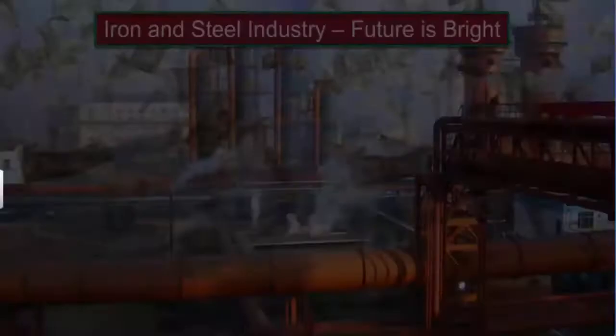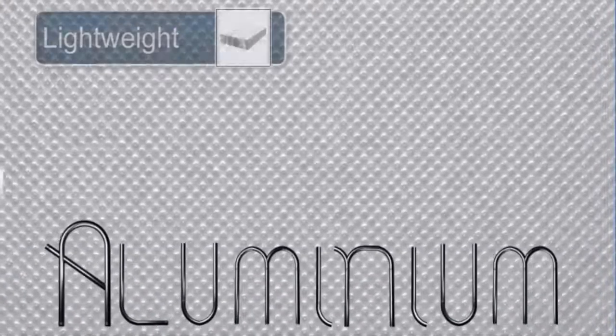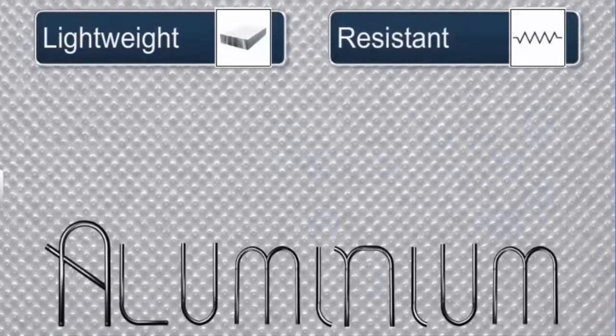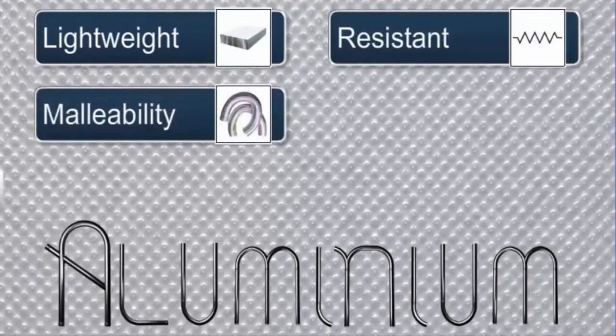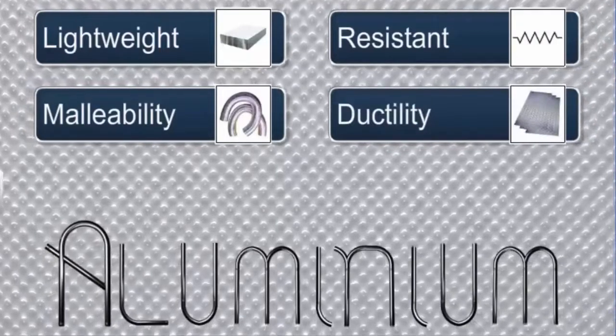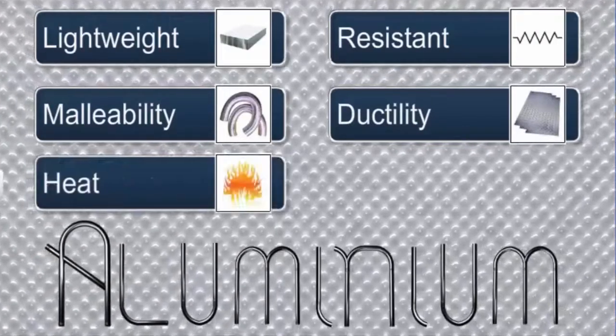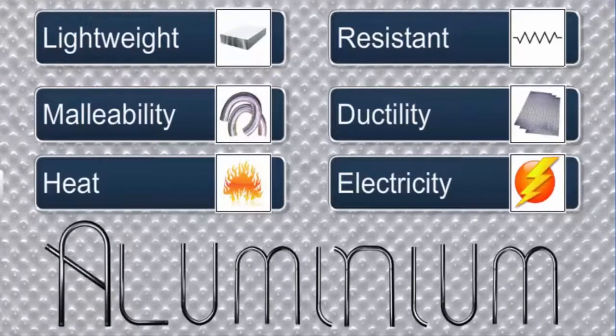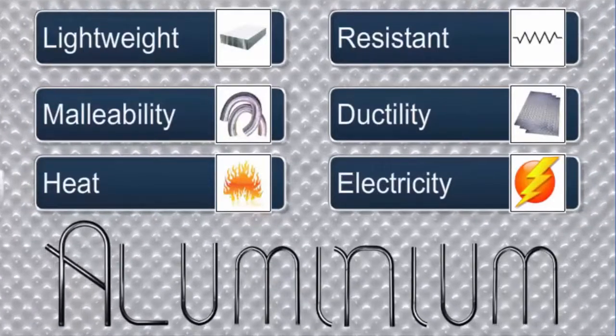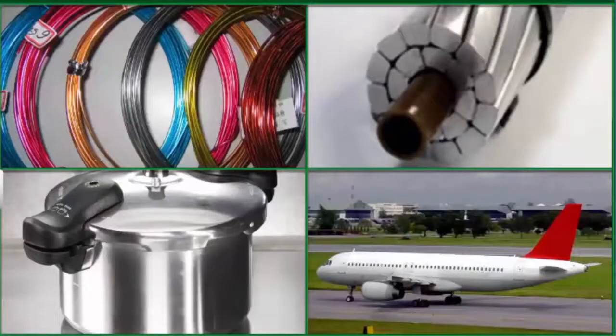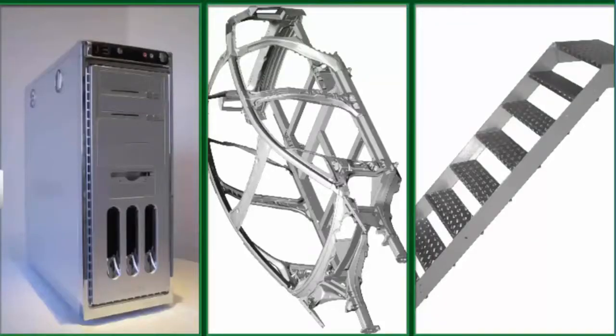Let's look at aluminium now. Aluminium is a lightweight, corrosion-resistant metal with excellent malleability and ductility. Aluminium is a good conductor of heat and electricity, and can be alloyed with other metals to make it stronger. Aluminium is used in making a large number of items, from wires and cables to kitchen utensils to aircraft. Aluminium is increasingly being used as a substitute for steel, copper, zinc and lead in several industries.